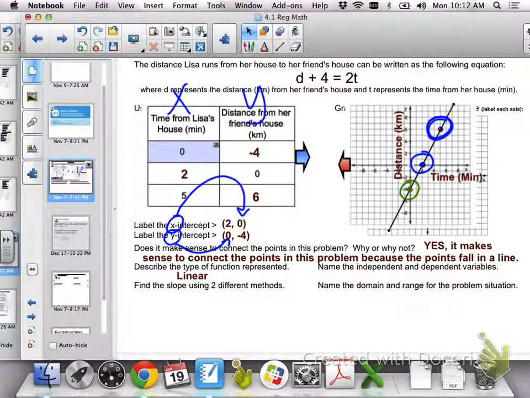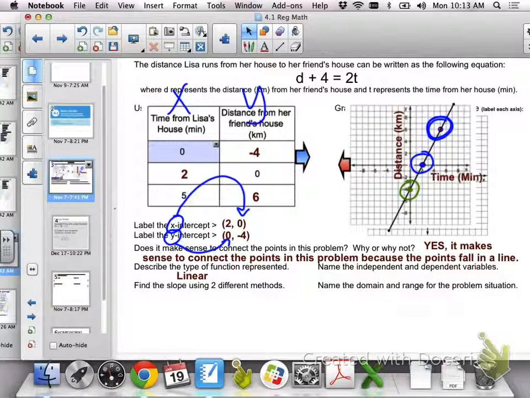Independent and dependent variables. When I'm looking at this here, you have to ask yourself, does distance depend on time or does time depend on distance? Because my variables are going to be the 2 things found in the table. All right, so what depends on what? Does time depend on distance or distance depend on time? Sid? Distance depends on time. Do you know why distance depends on time?